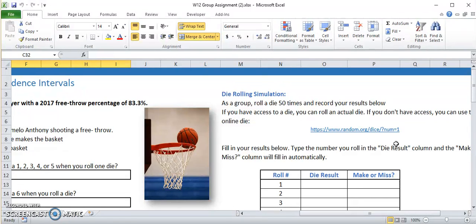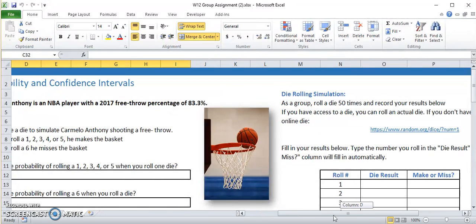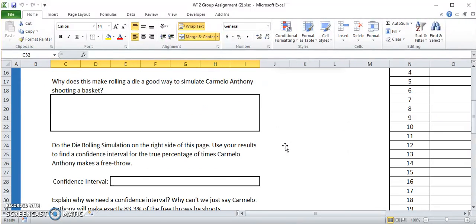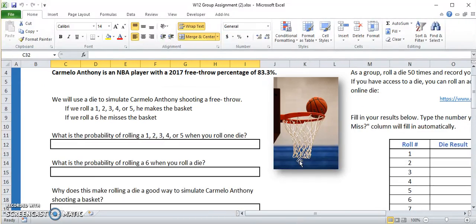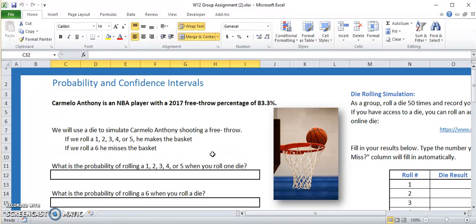If you have one handy, you can use it during your group meeting to do that, or there's a link to an online die that you can use and roll instead if you don't happen to have one handy. And you're using this as a prediction for this free throw situation over here.